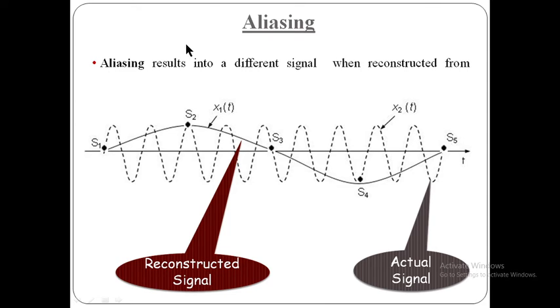Here is another concept of sampling, which is aliasing. Aliasing results in a different signal when reconstructed. Here you can see the dotted line is the original signal, but the continuous line is the reconstructed signal. You can say that this original signal and reconstructed signal are very different, and this defect or phenomenon we call aliasing, when the reconstructed signal is totally different from the actual signal.